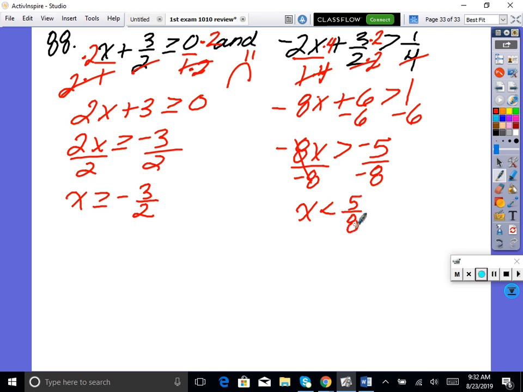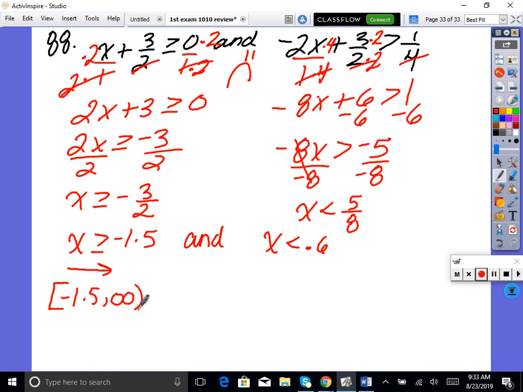Now this will really help us to put into context what we're looking at if we actually rewrite these as decimals, I think. So x value is greater than or equal to negative 1.5. Now it has to be and at the same time, 5 divided by 8 is about 0.6-ish, 625. So x value is less than 0.6. So this one, if you'll notice, goes that way. So it starts at negative 1.5 to infinity. And notice this one goes this way. So this one starts at negative infinity up to 0.6.